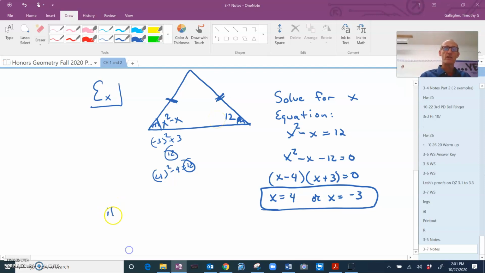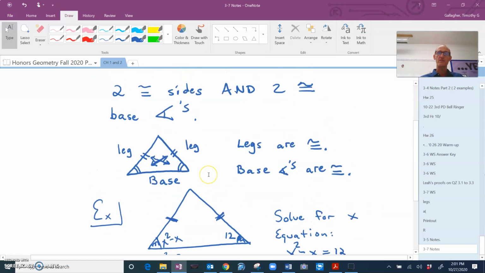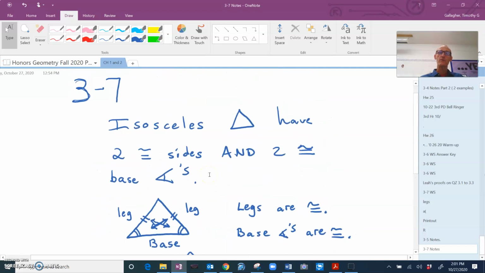So it sort of goes something like this. If the triangle is isosceles, then the angles are congruent. And if the angles down here are congruent, it's an isosceles triangle. And so the sides are congruent. So the legs are congruent. So that's really what 3-7 is telling us about.